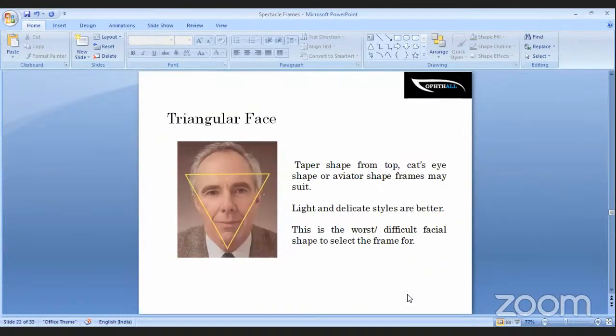This is the most difficult face to select the right frame for. A tapered shape, top cat's eye shape, or aviator shape frame may suit in these cases. But it's really difficult to select the right frame for such faces.